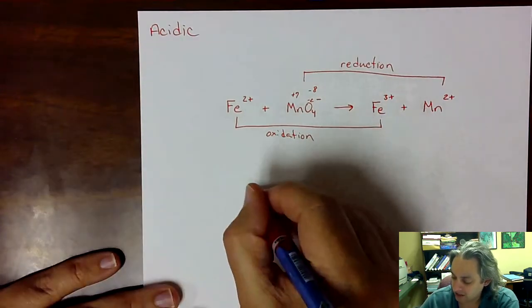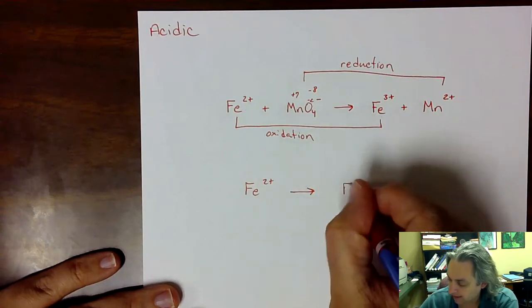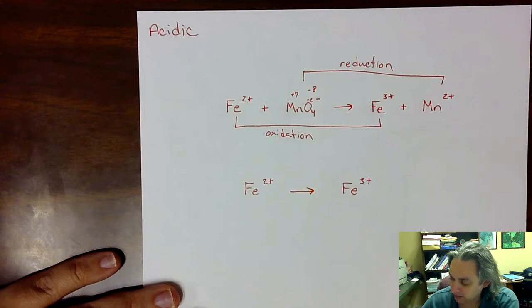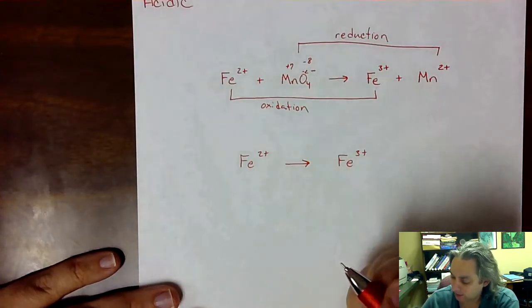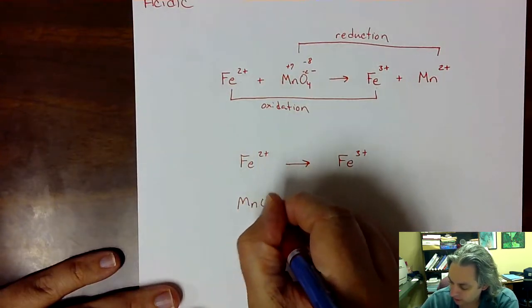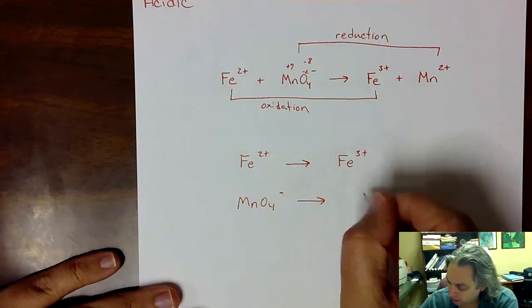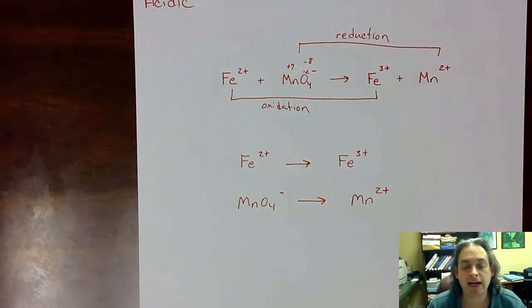So our half reactions are going to be Fe2+ goes to Fe3+. That's our oxidation half reaction. And then our reduction half reaction is going to be the MnO4- goes to Mn2+. Now that we have our half reactions written, we now need to do a mass balance. Make sure our elements are all balanced. We're going to ignore hydrogen and oxygen on both of these right now.